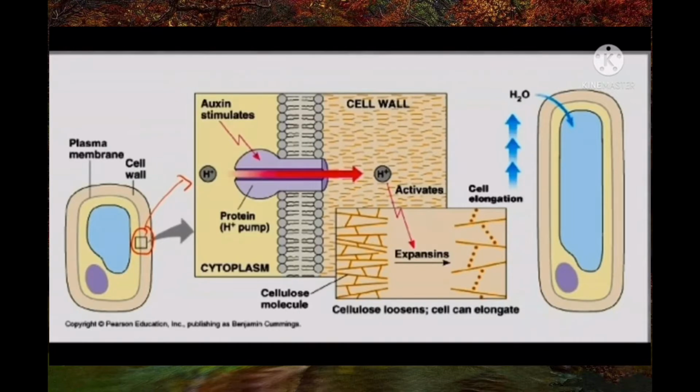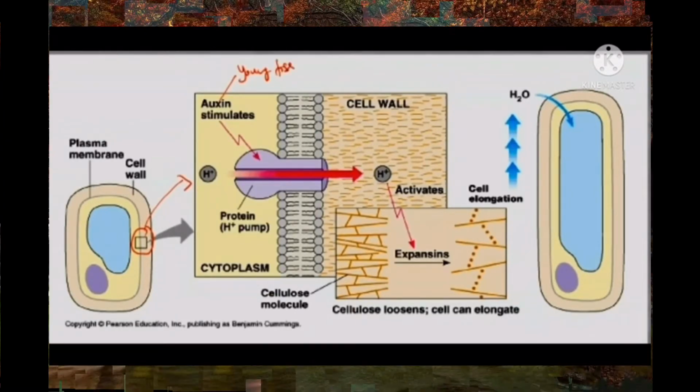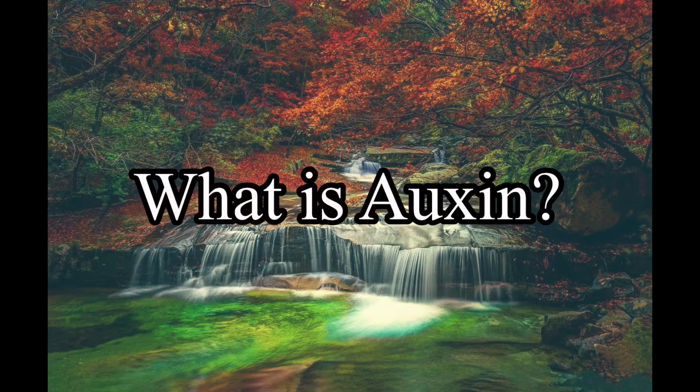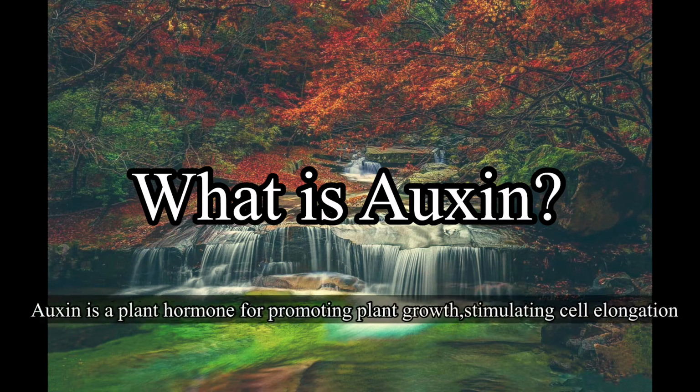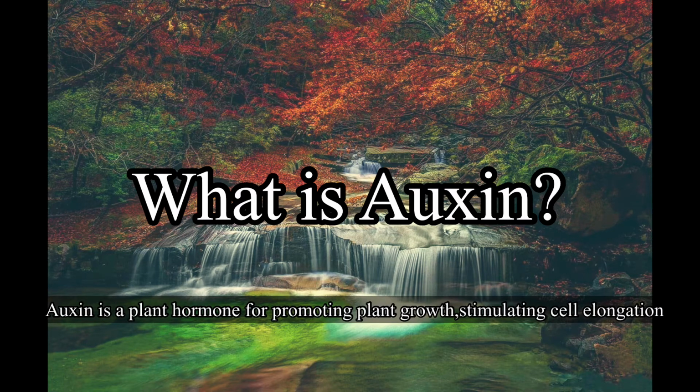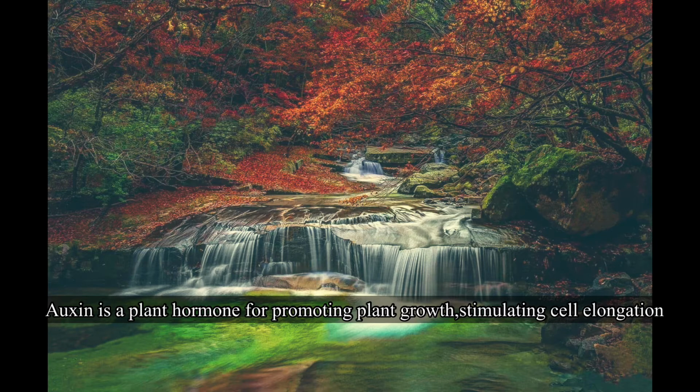Alright, in order to start cell elongation, auxin needs to be produced in a plant cell. Normally, auxin will be produced in a plant cell of young tissue. Okay, in a young tissue. Before we proceed, we have to know what auxin is. Auxin is a plant hormone for promoting plant growth, especially for stimulating cell elongation.